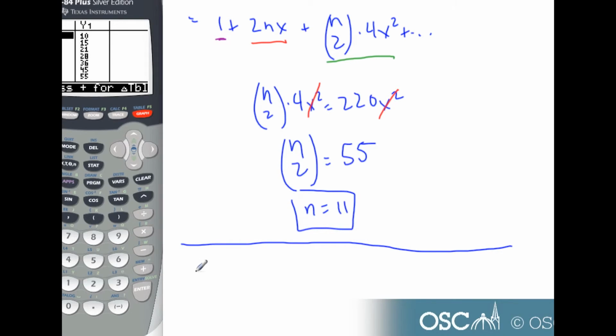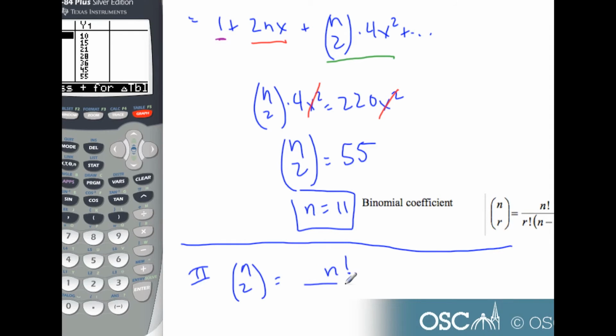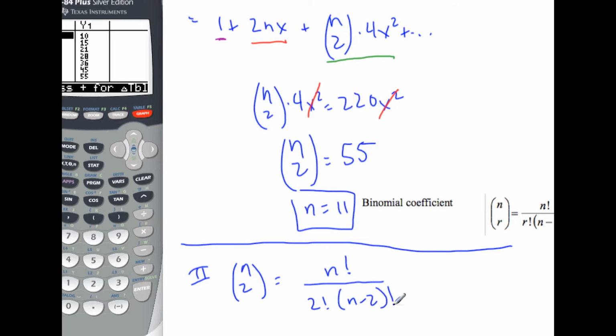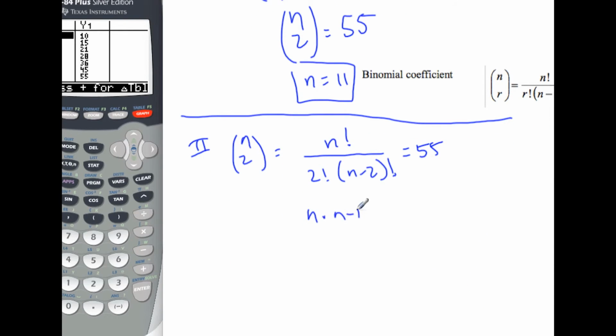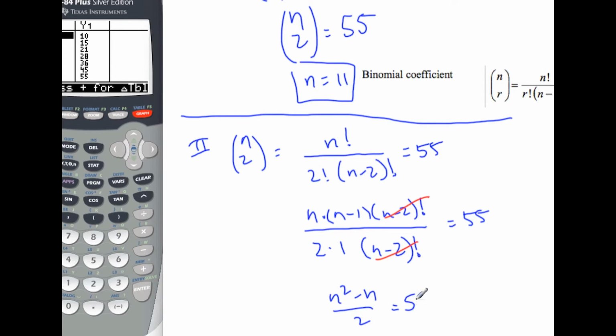If I wanted to do it algebraically, if it's paper 1 and I'm not given a calculator, my GDC, I can't use it. I'm going to use, again, the binomial coefficient formula that we're given in our formula booklet. So n choose 2 is simply n factorial over 2 factorial times n minus 2 factorial, which is 55. Expanding this out, this is n times n minus 1 times n minus 2 factorial over 2 times 1 times n minus 2 factorial, which is 55. Conveniently, those cancel away, and so n squared minus n over 2 is 55.